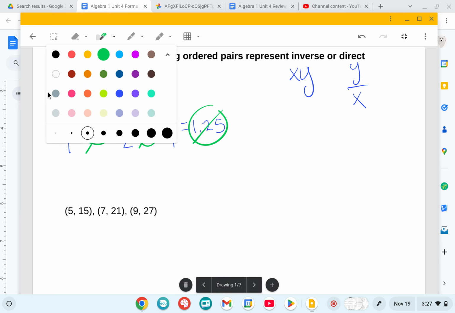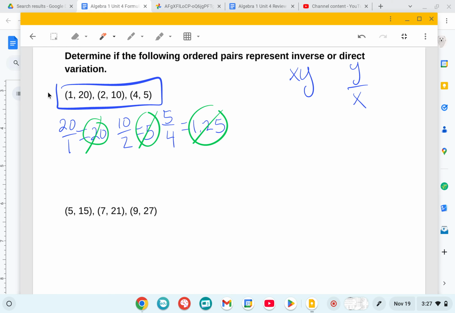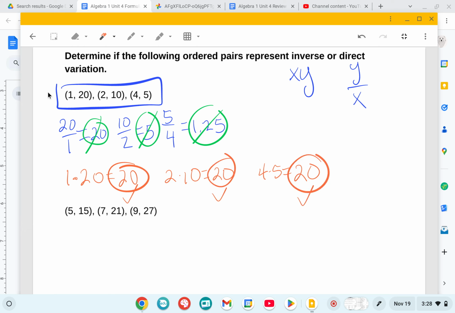So then I would want to go check for inverse variation. Inverse variation says that when I multiply those numbers, I should get the same result. 1 times 20 is 20, 2 times 10 is 20, and 4 times 5 is 20. Because those are all the same, then I can say it is inverse variation, not direct.